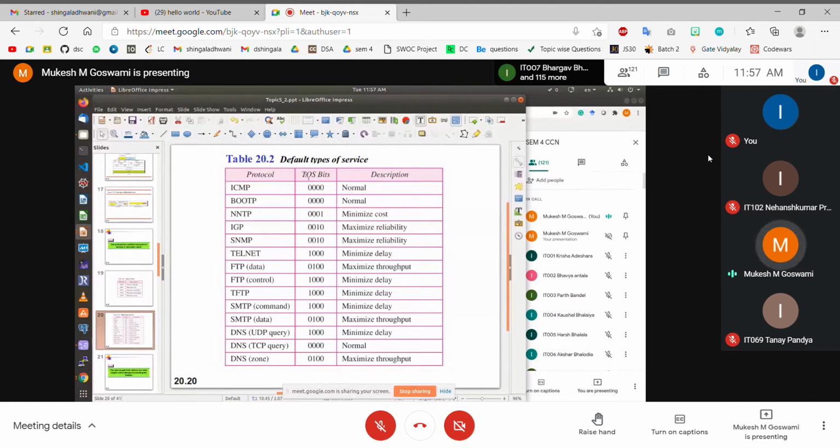But instead of having a default or normal type of service, you can request a specific type of service like minimum cost or maximum reliability and so on. These are some examples of what kind of service or special treatment is required. And if your service does not require any special treatment, then you can make it normal. That is indicated by making all the TOS bits equal to 0.